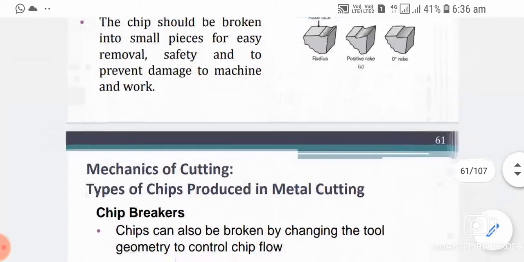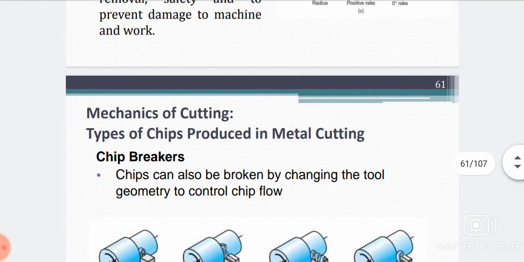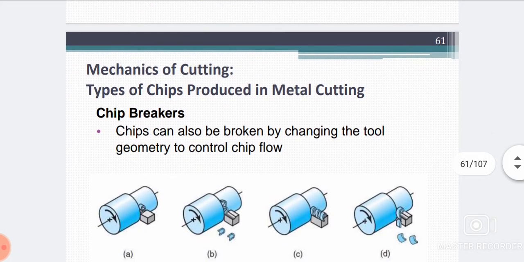Okay. Another one is type of chip breaker. Chip can also be broken by changing the tool geometry to control chip flow.